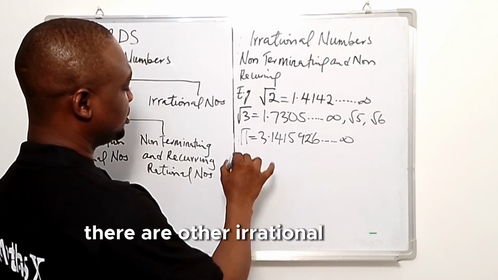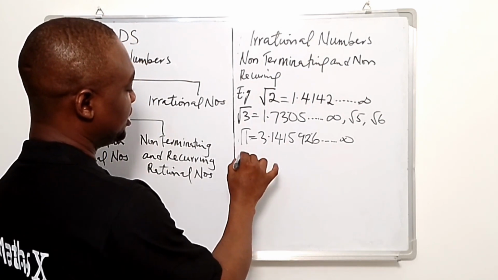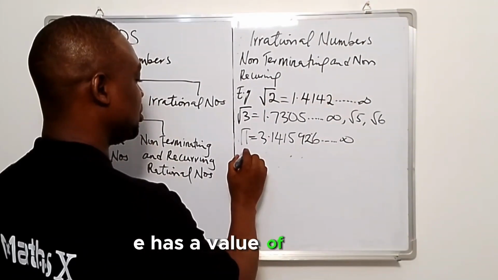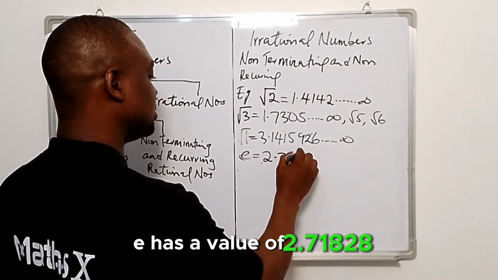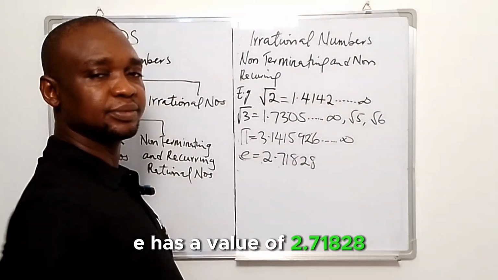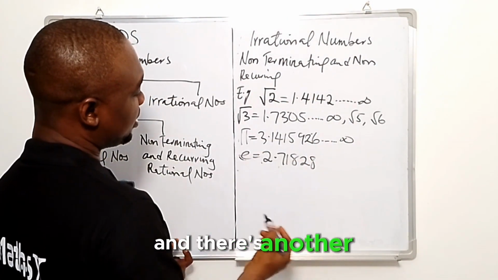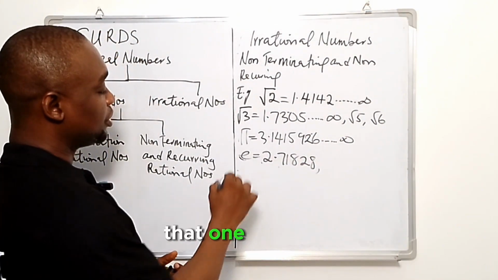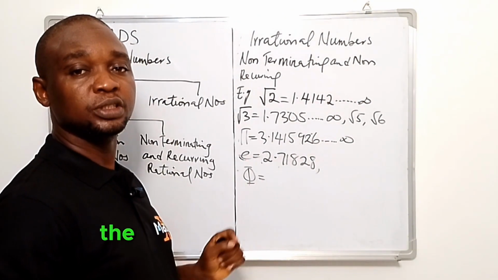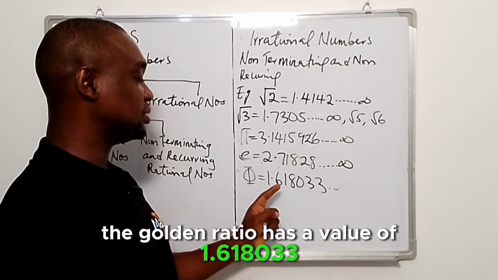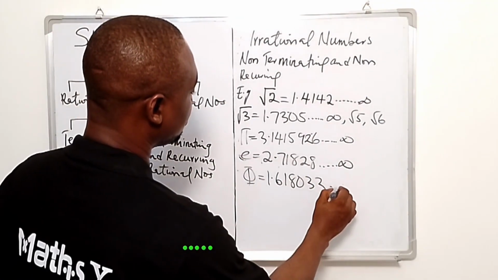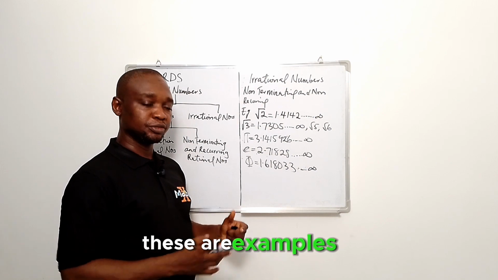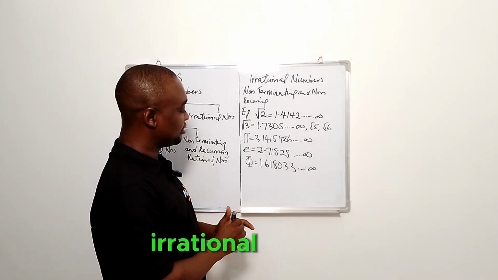There are other irrational numbers like Euler's number, which is called e. e has a value of 2.71828. And there's another kind of irrational number called the golden ratio. The golden ratio has a value of 1.618033 till infinity. So these are examples of irrational numbers.